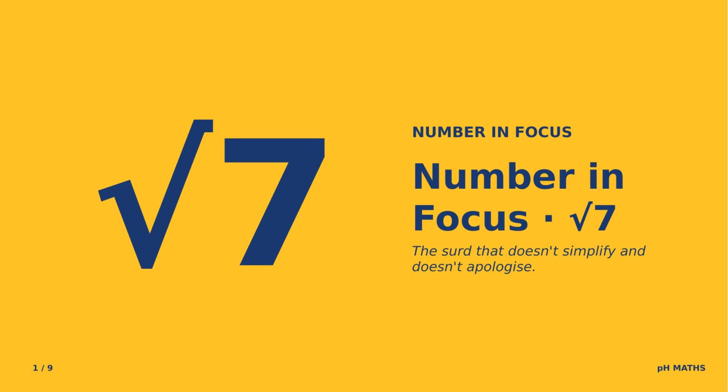Number in focus: root 7. Root 7 is the surd that doesn't simplify and doesn't apologise. There's no clean fractional approximation, no famous angle that produces it, no friendly geometry that tidies it up. Sometimes the answer is just simply root 7. By the end of this video, you'll know exactly when that's the correct final answer and when to keep simplifying.